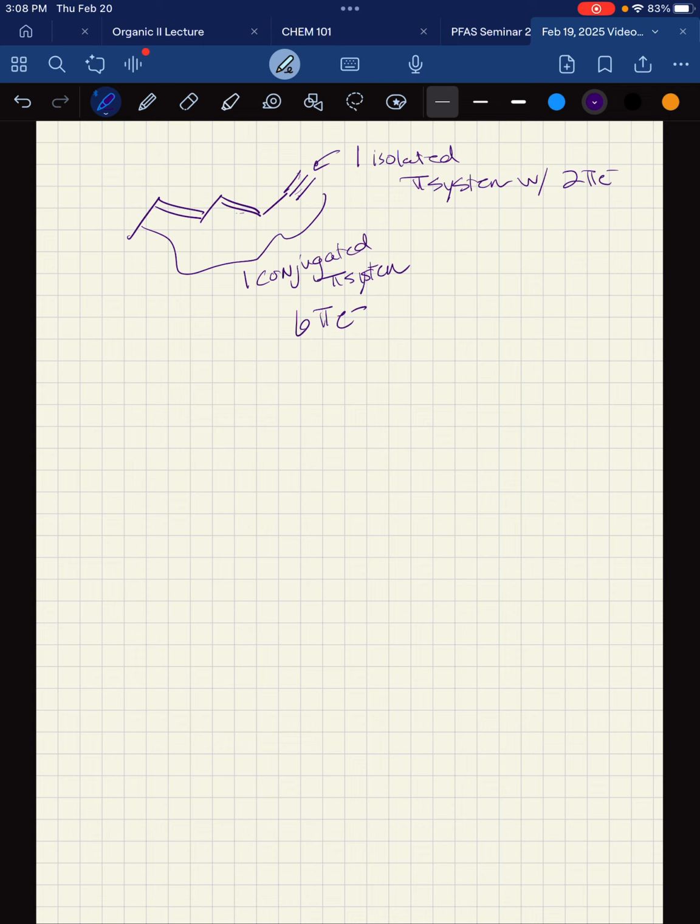Okay, so getting back to reactions, let's think about what can happen when we have the addition of HX to conjugated systems.